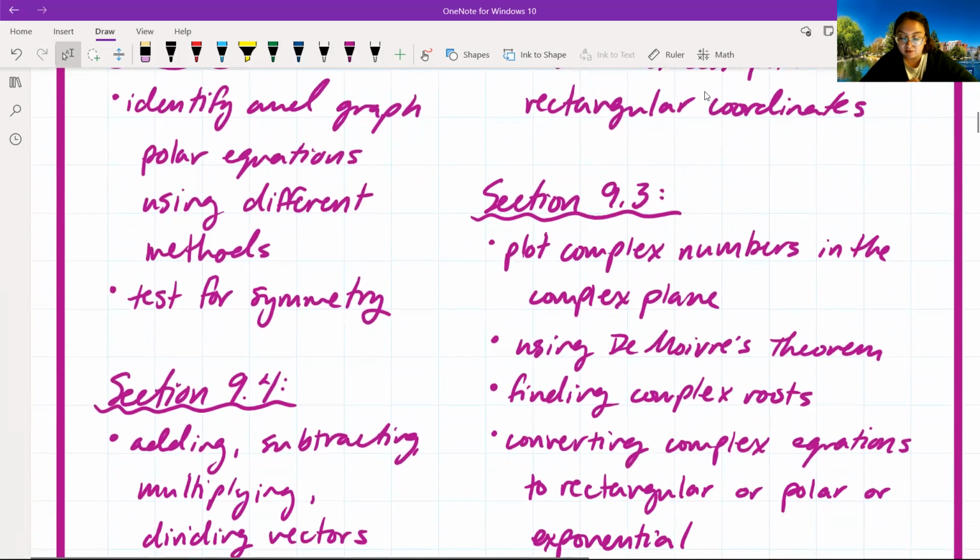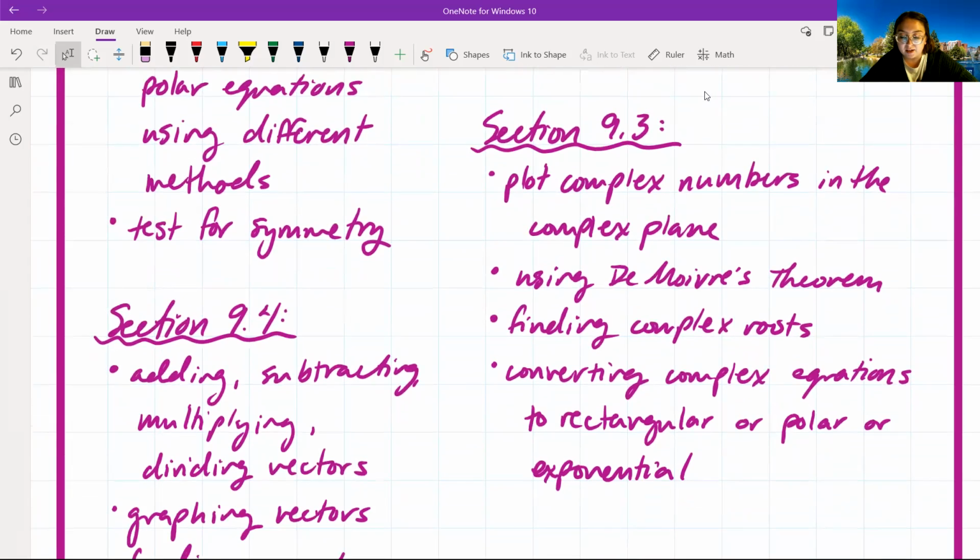Section 9.3, we want to plot complex numbers in the complex plane. We want to use De Moivre's theorem, finding complex roots, and then converting complex equations to rectangular or polar or exponential form. Forgot the word form there. There we go, form.